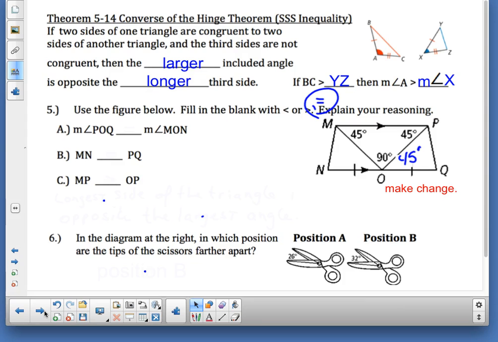Now, hopefully, things are going okay. But let's talk about them as we look. We've got POQ. POQ is 45 degrees. MON is also 45 degrees. So we've got these as equal. Now, once we get that, we got MN and PQ. In order for us to make these comparisons, although they are across from 45-degree angles, we got to make sure that it's hinge theorem we're applying.